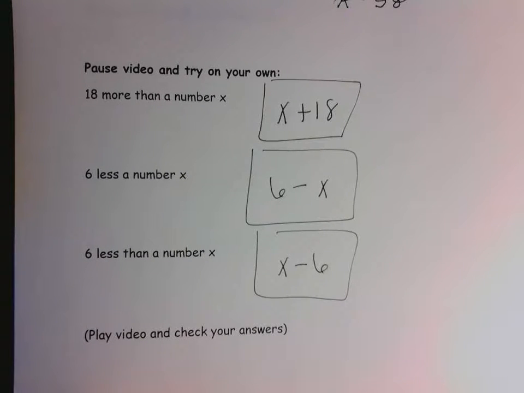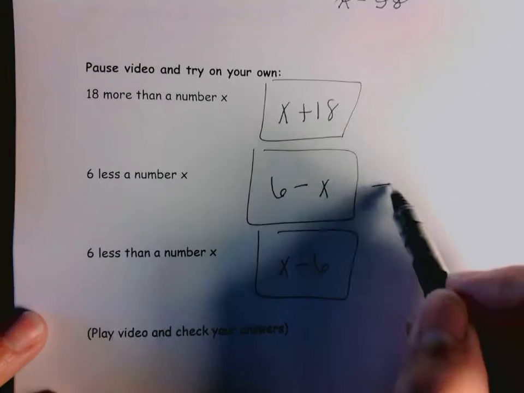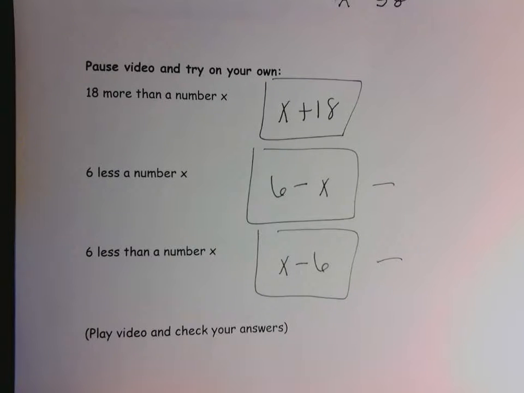Here are the answers. 18 more than a number x is x plus 18. 6 less a number x is 6 minus x. And 6 less than a number x is x minus 6. Please make sure you understand the difference between these two here. One is 6 less a number x, and the other one is 6 less than x.